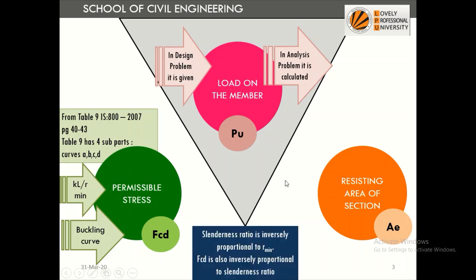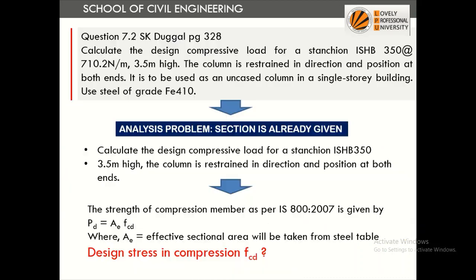So slenderness ratio is inversely proportional to r minimum. So if we take the minimum value of r minimum, we will get the higher value of slenderness ratio. And what is the relation between FCD and slenderness ratio? You can easily check that table. As you go down on the table along the column, you will find that as the value of lambda is increasing, value of FCD will reduce.